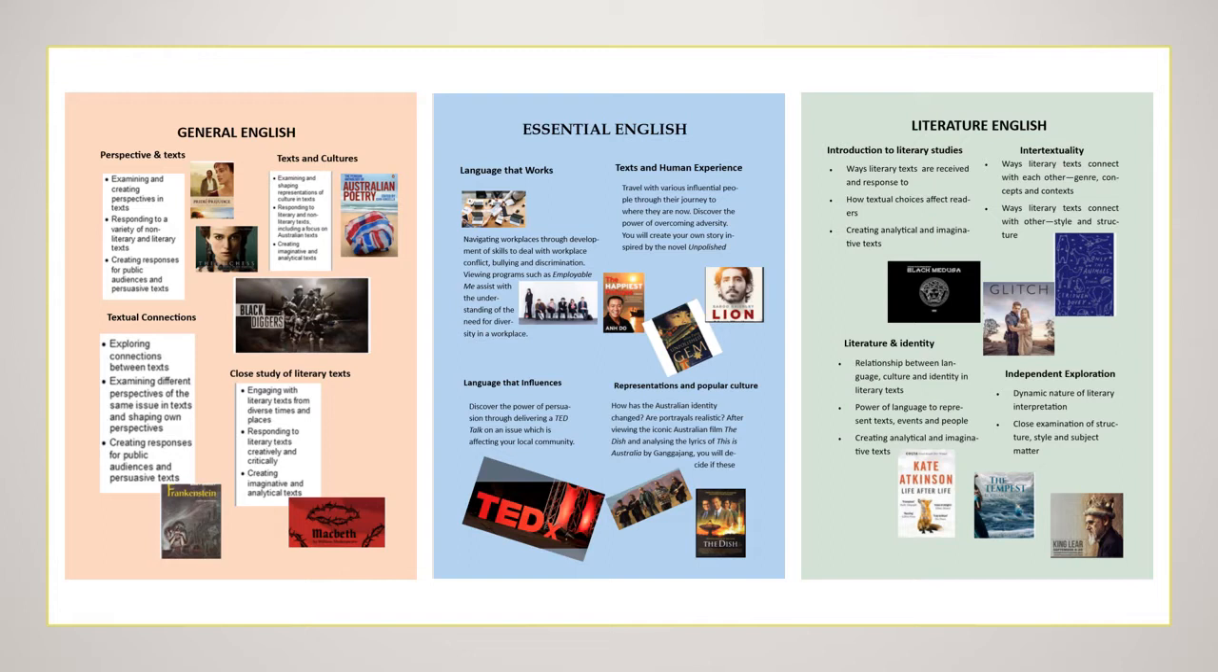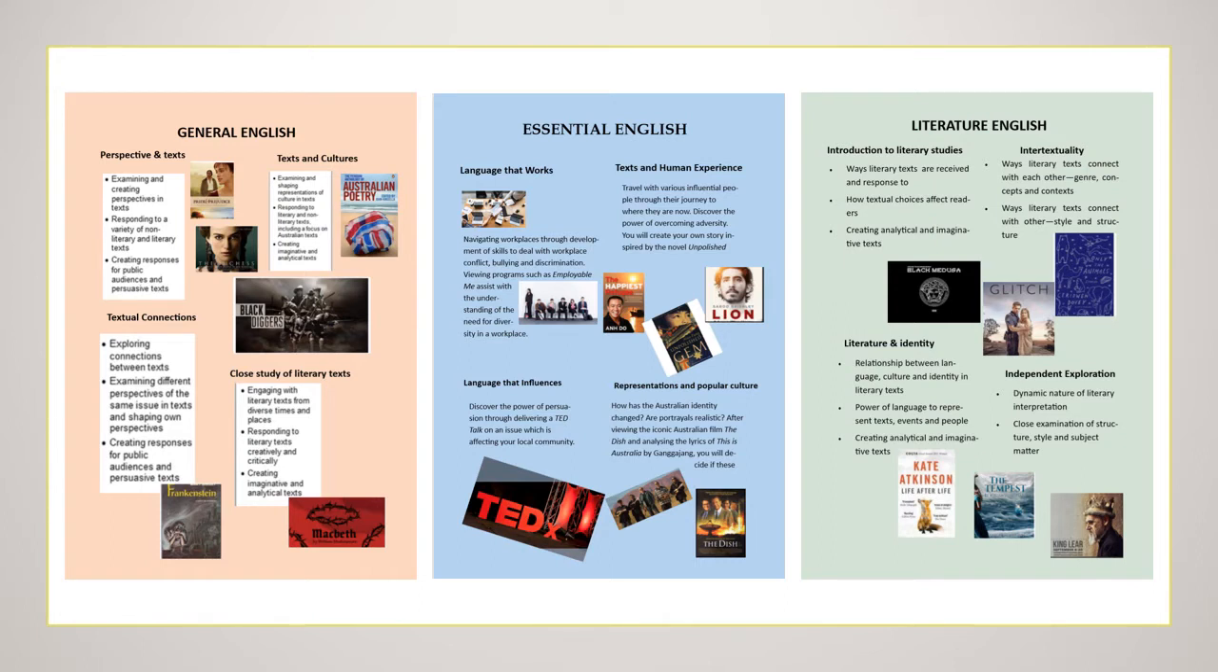Here is a snapshot of all 3 courses: General, Essential and Literature. For each course you will see the unit titles and a brief overview description of the course. There are 4 units to be completed per course. Some of the texts are also shown. For all courses you will need to read texts. In general course there will be persuasive, analytical and creative writing, and you'll be reading literary, non-literary and popular culture texts. For literature there will only be analytical and creative writing.